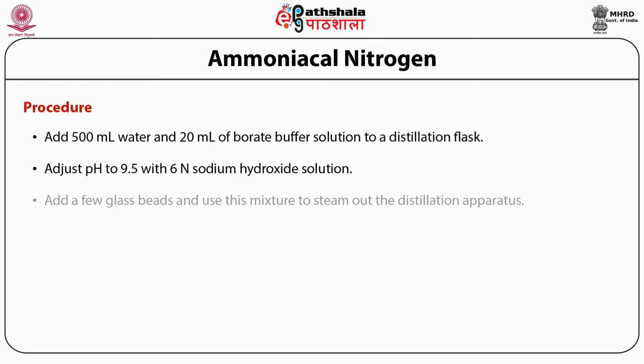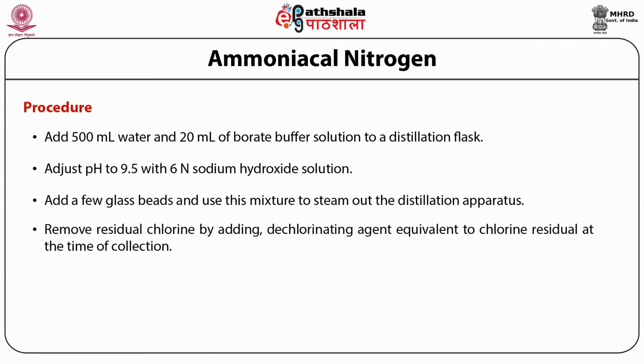After that, add a few glass beads and use this mixture to steam out the distillation apparatus until the distillate shows no traces of ammonia. Use 500 ml of dechlorinated sample or a portion diluted to 500 ml with water. Remove residual chlorine by adding dechlorinating agent equivalent to chlorine residual at the time of collection.